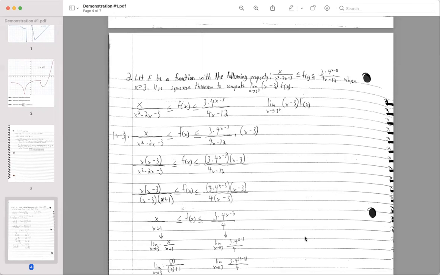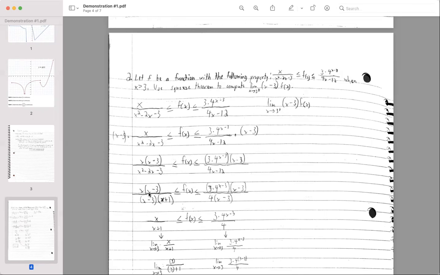So use squeeze theorem to compute the limit as x approaches 3 from the right side of x minus 3 times f of x. So right here, you see I just wrote this out as we are evaluating this. And so your first step right here is going to be multiplying x minus 3 to both sides, as you do when doing squeeze theorem problems. So you distribute this to both sides, and that will give you this right here, x times x minus 3 on the top, and then this times x minus 3 on the top. The denominators will stay the same here.